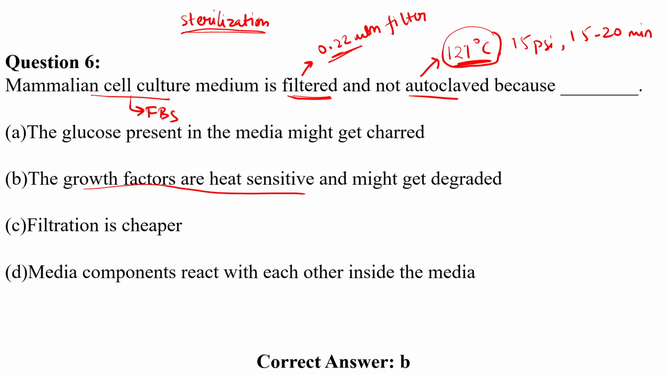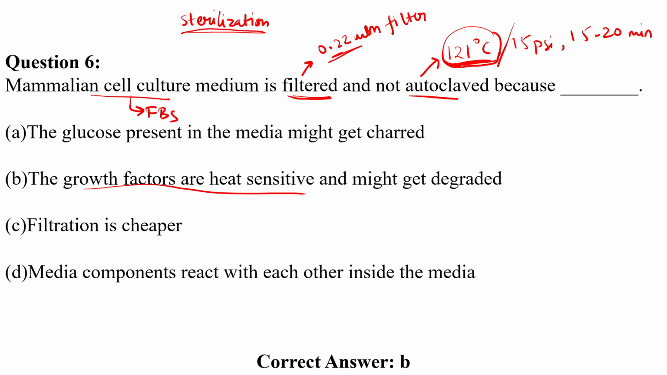So, it's a very, very high temperature, right? It's beyond the boiling point of water. And we reach this temperature by applying pressure. When we heat the water under pressure, we can go beyond the boiling point of water, and we reach this 121 degrees Celsius temperature. This is a very high temperature, and these growth factors are heat sensitive and will get degraded at this high temperature.